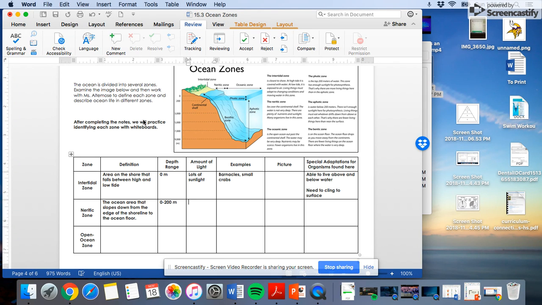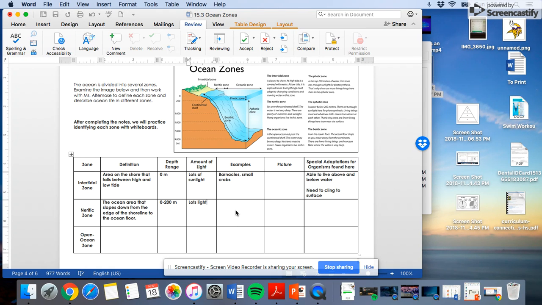Now, the other really important thing to know about this number, 200, is that the sunlight will only reach 200 meters below the surface of the water. So there's going to be lots of light in this zone too, because the sun can reach all the way to the bottom. That's why you can have a lot of plant life, because there's enough sunlight to allow the plants to do photosynthesis.